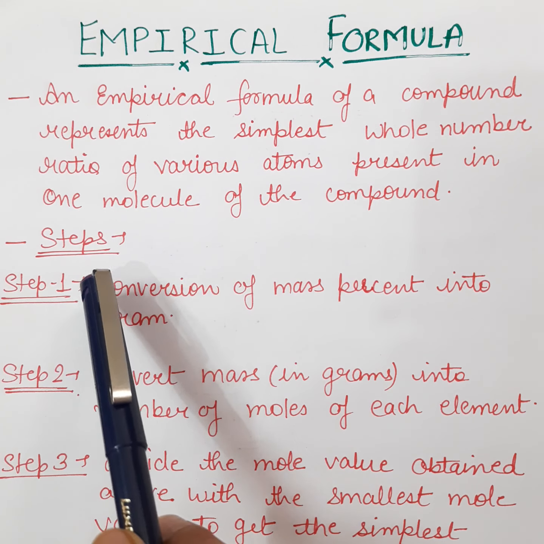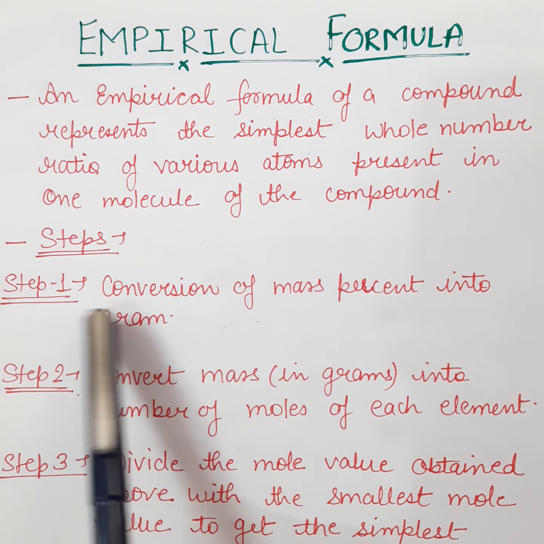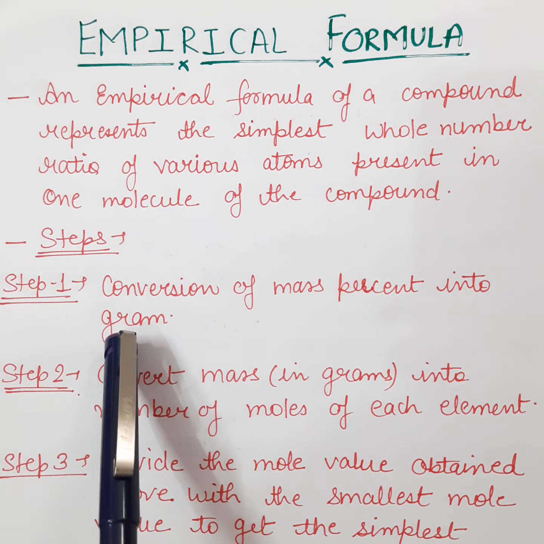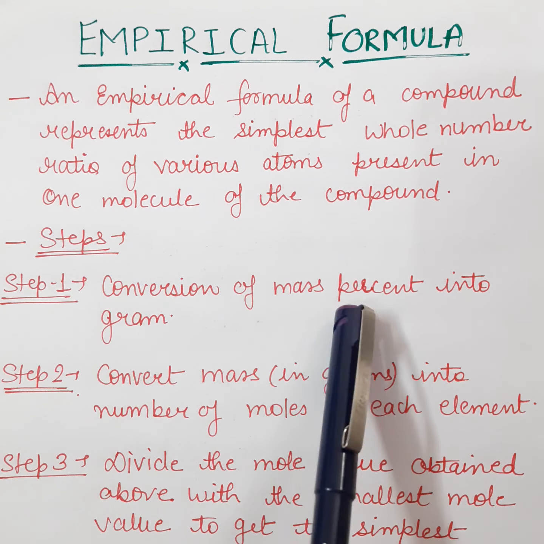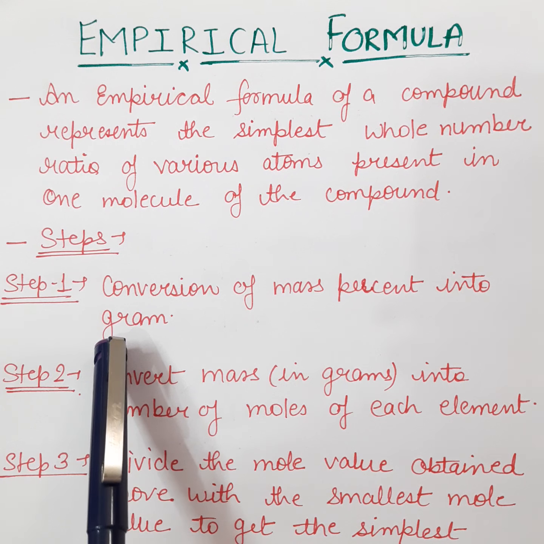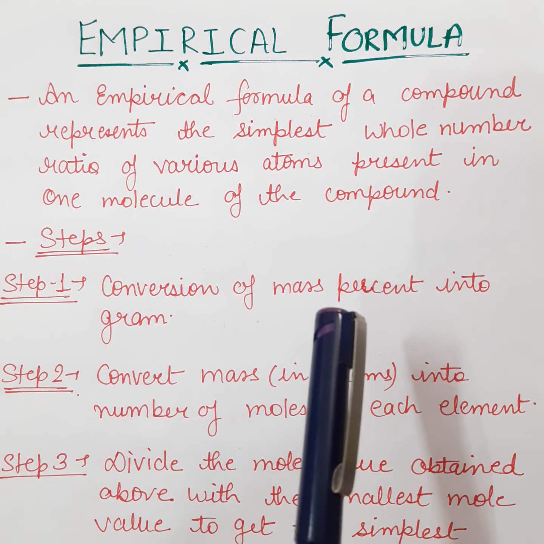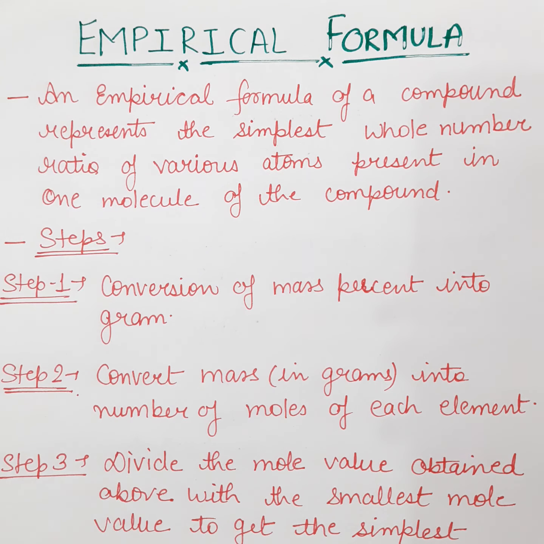Okay, what are the steps? Step number 1 says the conversion of mass percent into gram. What you all have to do is, the percentage is given to you in the question, and you have to convert this mass percent into gram. After that I am going to take an example of how to calculate the empirical formula. All right, students, but first just to know what the steps are. Okay, step number 1, conversion of mass percent into grams.